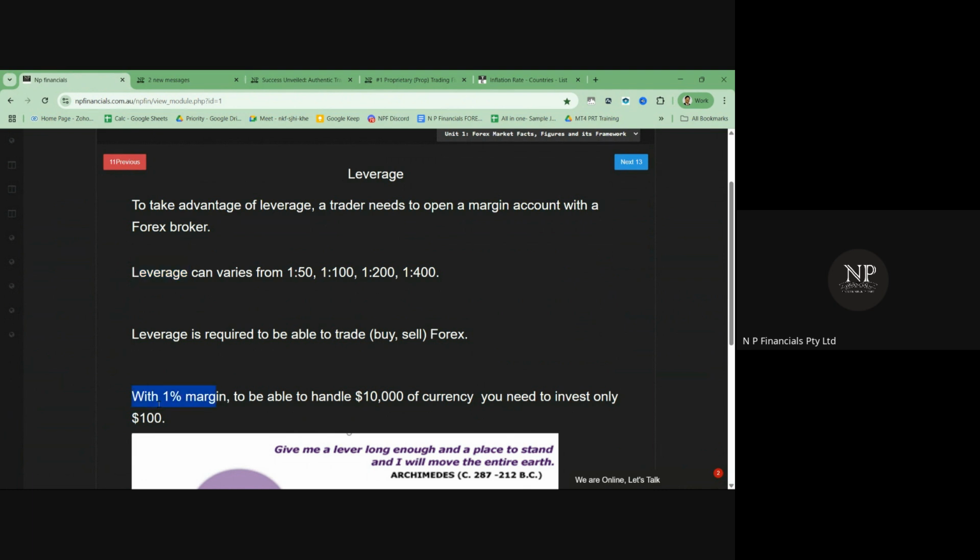So 1% margin means 1 divided by 100. To be able to handle 10,000 of currency, you need to invest only $100, because 100 multiplied by the leverage, which is 100, will be 10,000. So you'll be using 1%. Now in Australia, thanks to ASIC, they have reduced it to 1:30. Okay. Yep.